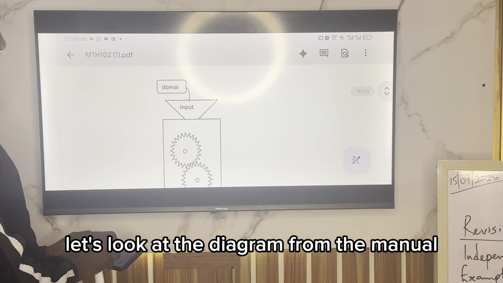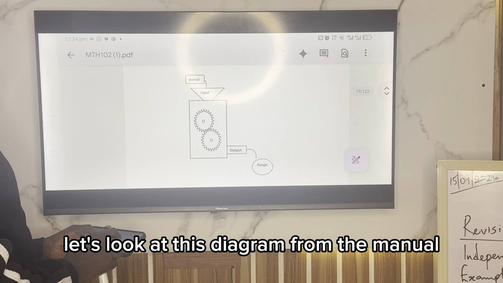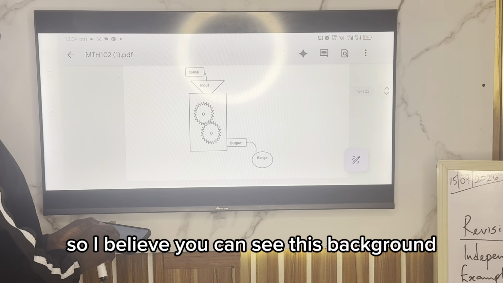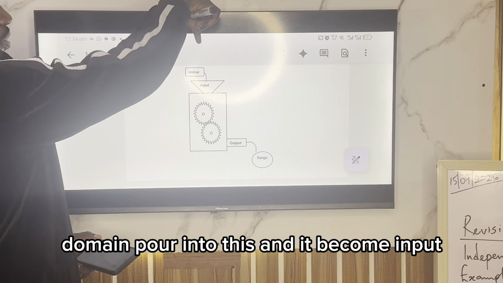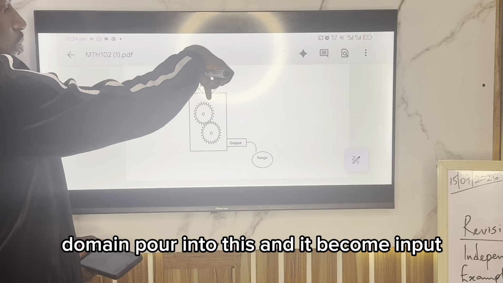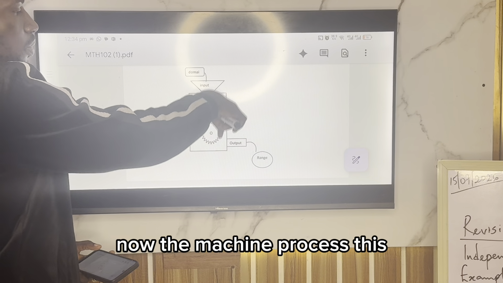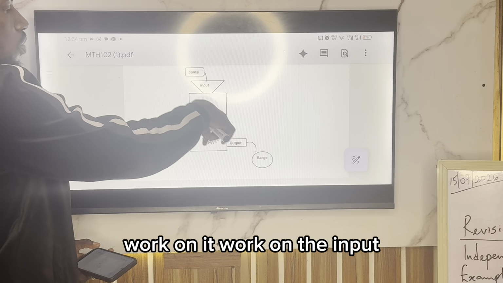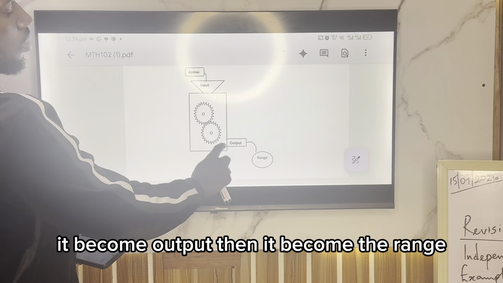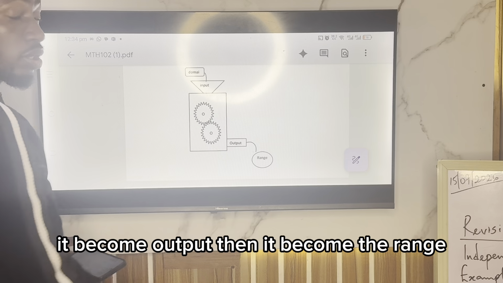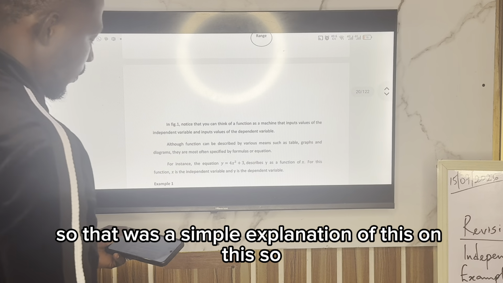Let's look at the diagram from the manual. So I believe you can see this diagram. This is the domain. The domain pours into this machine and becomes input. Now the machine processes this, works on the inputs, works on the domain, then draws it out, and it becomes output. Once it becomes the output, that is the range. So that's a simple explanation of this.